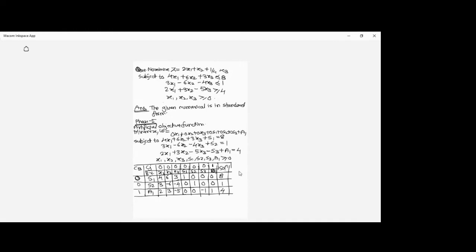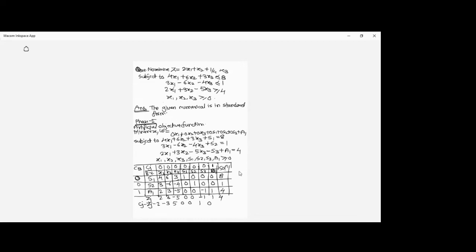So we have Zj and Cj minus Zj, right? What we can write here for Zj is 2, 3, minus 5, 0, 0, minus 1, 1, and here again it is 4. And Cj minus Zj will be 0 minus 2 is minus 2, minus 3, then 5, 0, 0, it is 1, and it is 0.